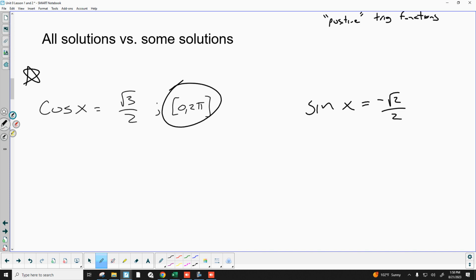Cosine deals with what? Adjacent. So which triangle? Yeah, because the adjacent or the horizontal is that longer side. So, you know it's the short. Good. You drew the short in this quadrant.